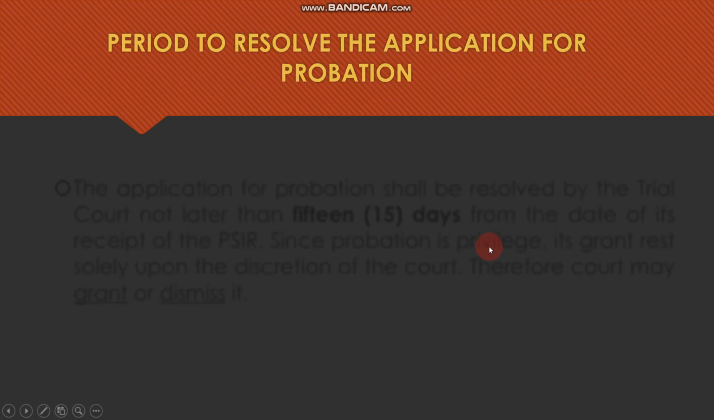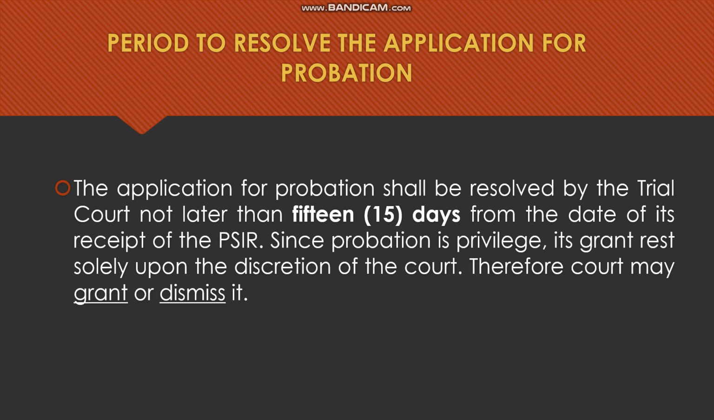Okay, next. Period to resolve the application for probation. The application for probation shall be resolved by the trial court not later than 15 days from the date of its receipt of the PSIR. Since probation is a privilege, its grant rests solely upon the decision of the court. Therefore, the court may grant or dismiss it. It is very clear. I mentioned earlier that the period the court has to resolve the application for probation is within 15 days. So, do not be confused with the 60 days; that is for the probation officer to make the PSI and the PSIR.